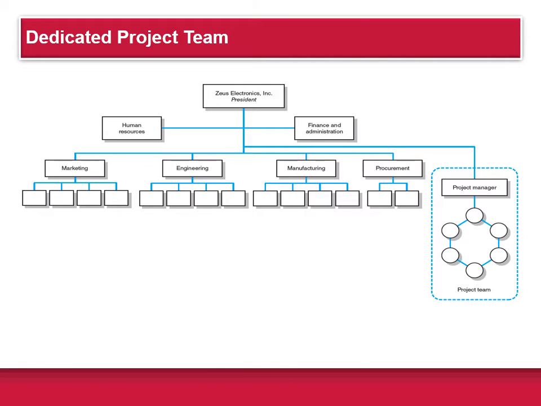So here's an example, sort of a dedicated project team. Here you have your normal day-to-day organization of a company, and outside here you have your project team. You have a project manager that reports up through the normal channels, but he basically maintains his own team. He can hire people from marketing, engineering, manufacturing, and procurement, or he can hire people from outside the company as need arises.